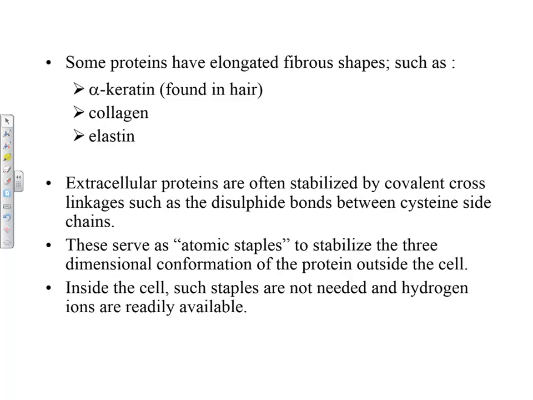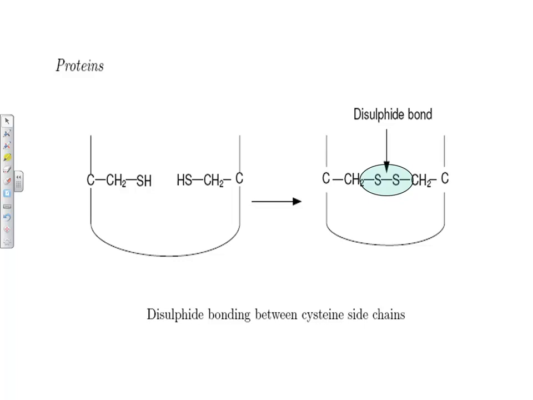So we go back to the previous slide. Whatever I showed you in the picture is covered using text here. Extracellular proteins are often stabilized by covalent cross-linkages, such as the disulfide bonds between cysteine side chains. These serve as atomic staples to stabilize the three-dimensional conformation of the protein outside the cell. Inside the cell, you don't need these staples. Not only that, because you have an excess of hydrogen inside the cell because there is water, and water produces hydrogen ions, that disulfide bond would be broken. So you will have the structure that I showed in the first picture on the left, inside the cell.